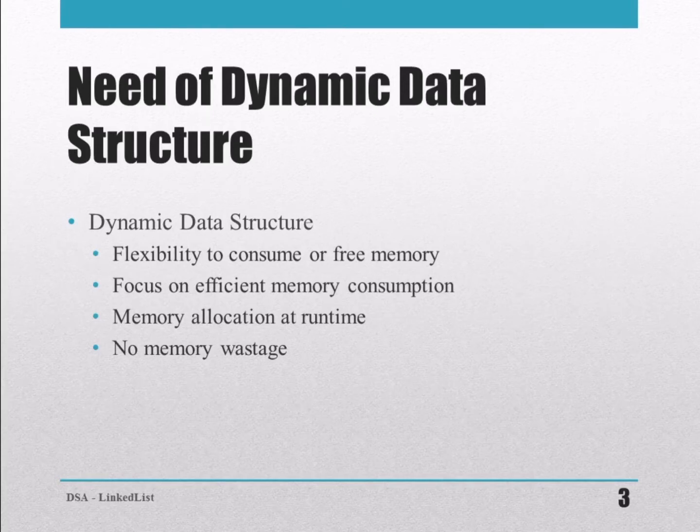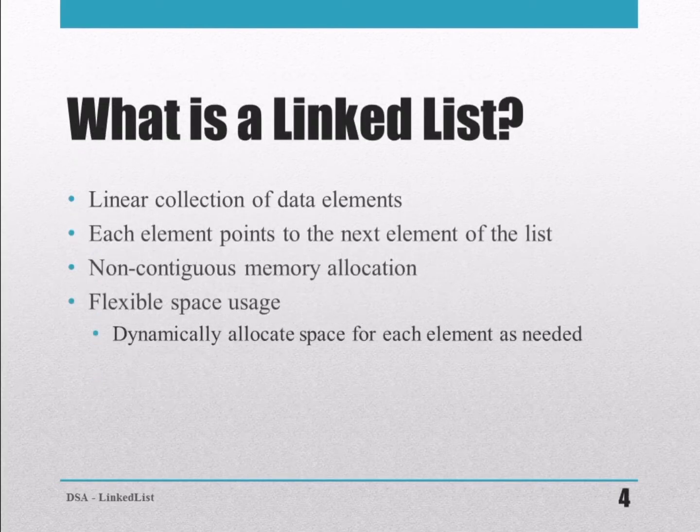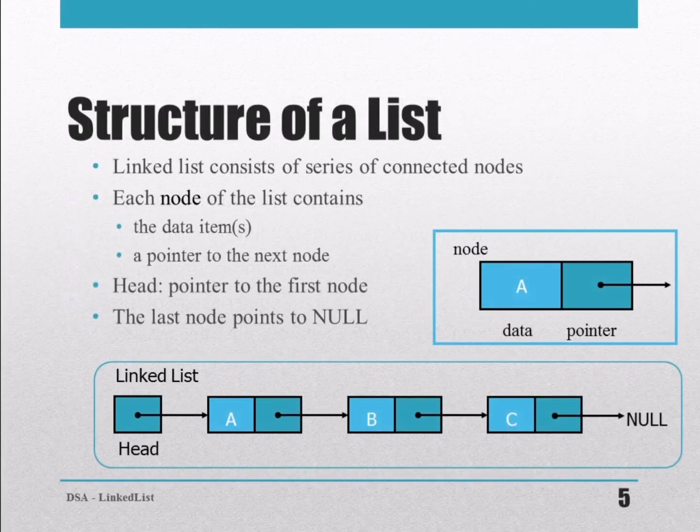The most commonly used dynamic data structure is the linked list, the one we will be covering in this lecture. A linked list is basically a linear collection of data elements where each element points towards the next element of the list. It has non-contiguous memory allocation, which means you can allocate memory at any time, wherever memory is available in your memory block or hard disk. It will be allocated to the list that has requested it, and whenever memory is no longer required, it can easily be freed.